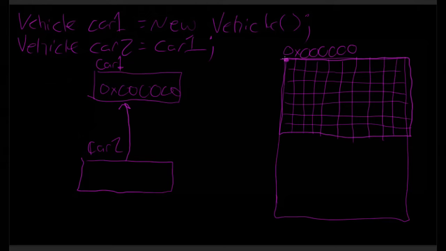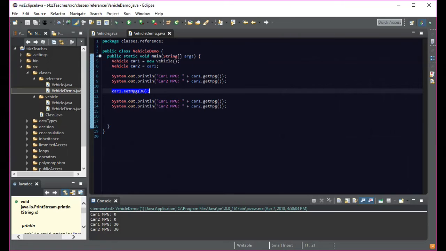So this is why when we output the value of car2, it was the exact same as car1, even though here we clearly are only changing car1. It's because we basically have two things pointing to the same chunk of memory. They really don't care too much about each other.